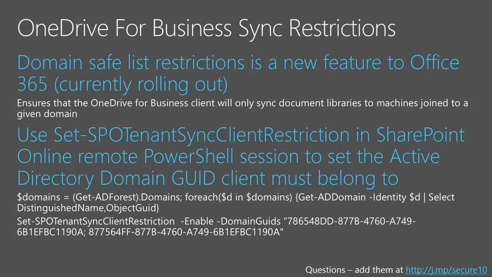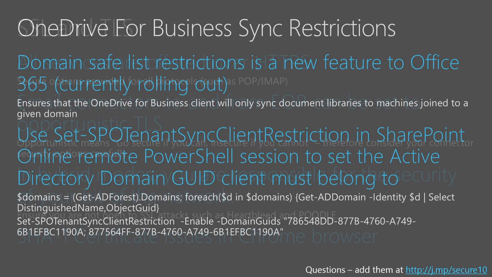This one's a new one, and so you can't do this yet, but the ability here is to have OneDrive for Business sync restrictions. You can only sync your OneDrive for Business libraries to machines that are joined to your domains. So if you search for the SPO Tenants Sync Client Restriction feature, it's currently rolling out, but you get the GUID of your domain. That's the first PowerShell command. And then the second PowerShell command, you say you can only sync to machines that are members of my domain. So people couldn't sync to home PCs and stuff like that.